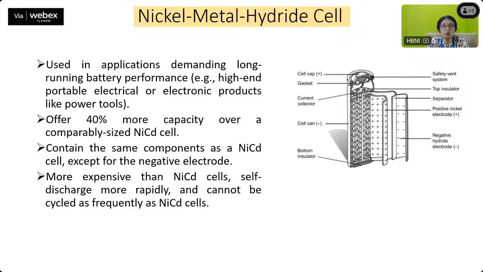For example, high-end portable electrical or electronic products like power tools. It offers 40% more capacity over a comparably sized nickel cadmium cell. So the only thing which is different from the nickel cadmium cell is obviously the cadmium negative electrode. Instead of that, you have a metal hydride electrode. These are generally more expensive than the nickel cadmium cells. They self-discharge more rapidly. It cannot be cycled as frequently as nickel cadmium cells, but the biggest point is they are much safer and much more environment friendly compared to the nickel cadmium cells.